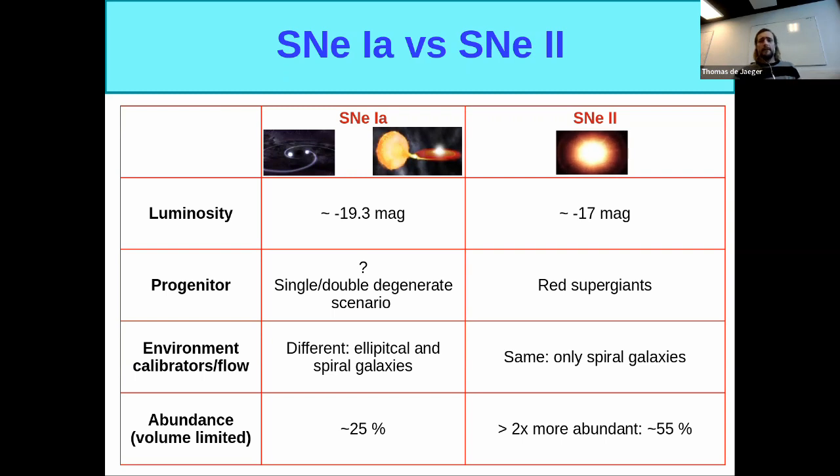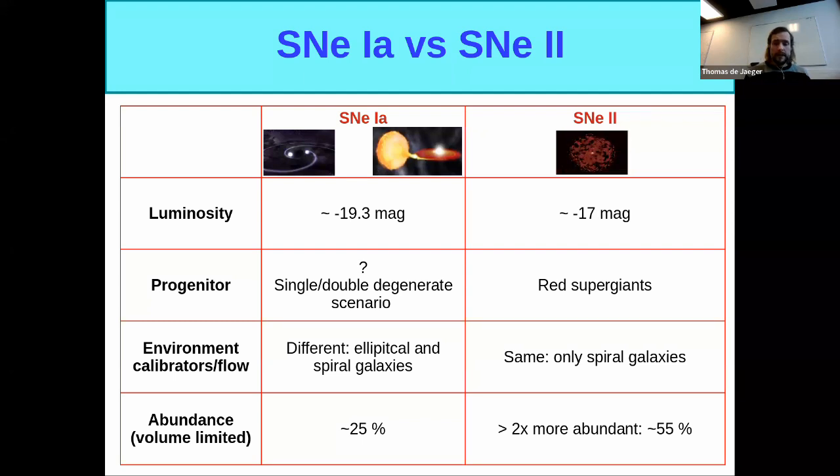As I said, for type 1a, we don't know the progenitor, single or double degenerate scenario, while for type 2, we know the progenitor. So we can put constraints, and this can be helpful to understand type 2s better, which will allow us to standardize them better.